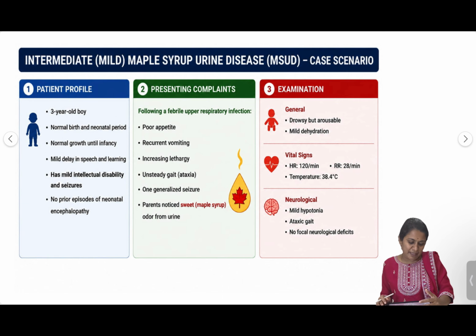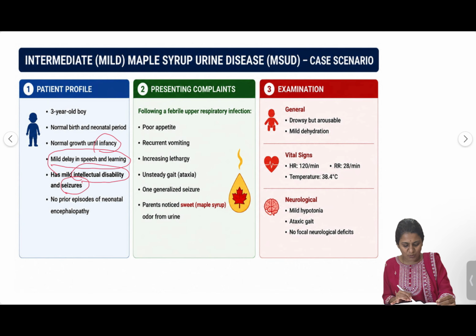The mild type usually does not present in the newborn period. Most of them don't present in the newborn period. They present after about 2 years, 3 years. What is happening here? In this patient, there is normal birth and normal growth until infancy. Then there is a mild delay in speech and learning, and the child has mild intellectual disability and seizures also. So until 3 years the child is fine, but mild delay is there, intellectual disability is there, and a seizure history is there.